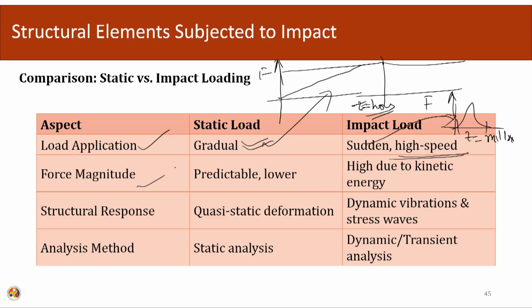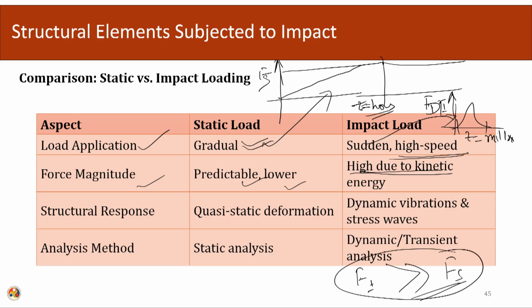The magnitude of the force, this is predictable and with a lower quantity. In case of the impact load, due to the kinetic energy, the magnitude of this force, this is static force, this is dynamic force or the impact force. So, Fi will be significantly higher than the static force. So, the magnitude itself is very high in case of the impact load. It is applied over a very short duration of time, whereas in case of the static force, the force is applied over a gradual time and its magnitude is very less.